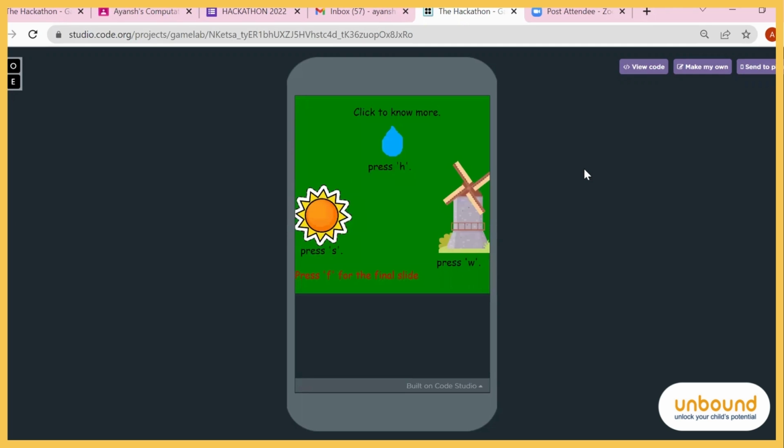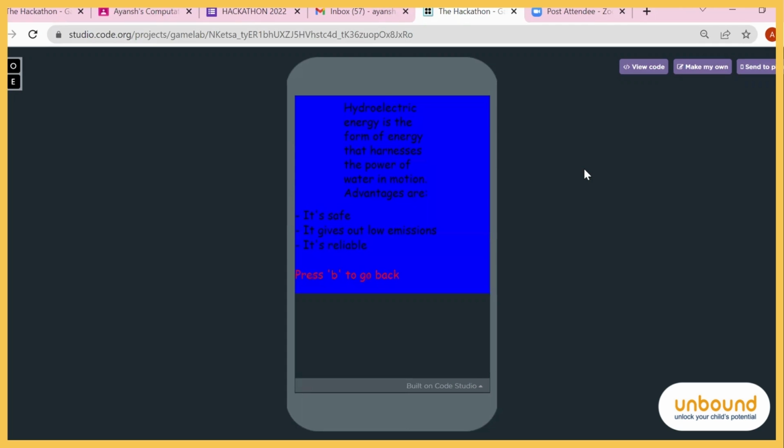And we have three categories. One gives information on hydro energy, the second gives information on solar energy, and the last gives information on wind energy. If I press H, we have information on hydroelectric energy.